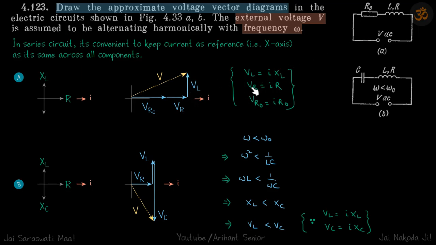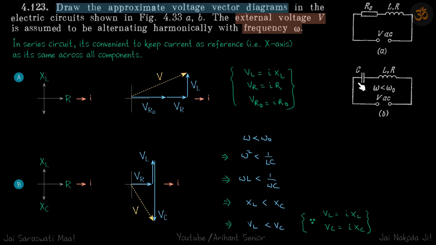These are just some formulas you must be aware of. So this is VL max, that is I max into XL. VR max, VR is anyway IR, and VR0 is also IR0. So this phase angle, he has not asked how much voltage is ahead of current, but you can see that this angle phi will tell us how much voltage is ahead of current.